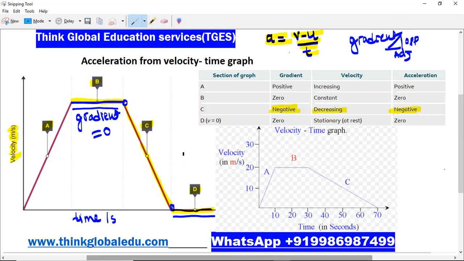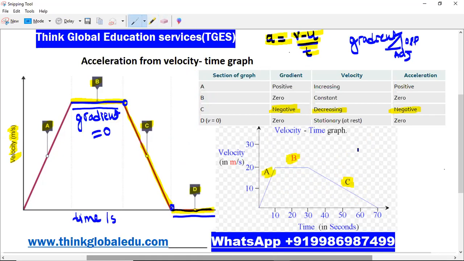Now I will explain how to find the acceleration in a problem. We have a question here. There are three parts: part A, part B, and part C. In part A, we can see that the velocity is increasing. In part B, velocity is constant, and in part C, velocity is decreasing. So we can easily make out that in part A we have positive acceleration. We can calculate the acceleration very easily here.